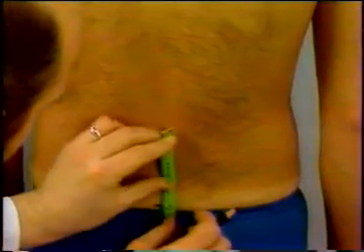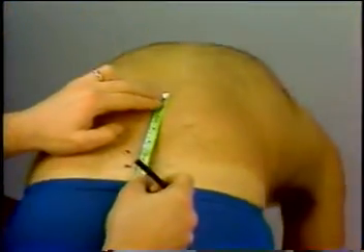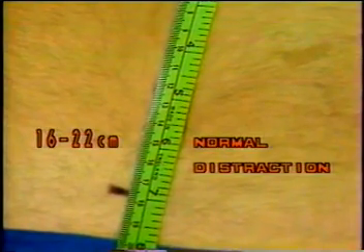Schober test. The Schober test is used to assess lumbar spine mobility during flexion. On the line between the posterior superior iliac spines, mark the midpoint. Measure upwards 10 centimeters and mark this point on the back while the patient is standing erect. Have the patient bend forward to touch his toes and measure the distance between the 2 points, and it should have distracted to approximately 16 to 22 centimeters in the normal individual. A measurement of less than 16 centimeters indicates some limitation of motion and flexion at the level of the lumbar spine.